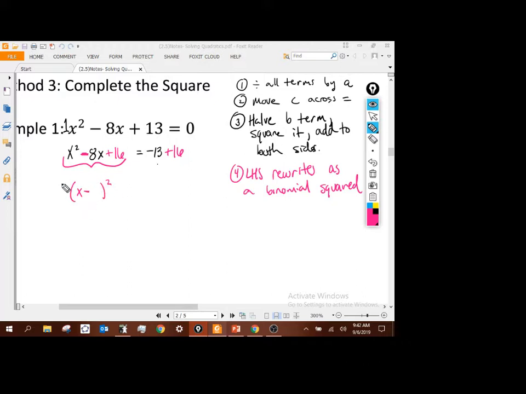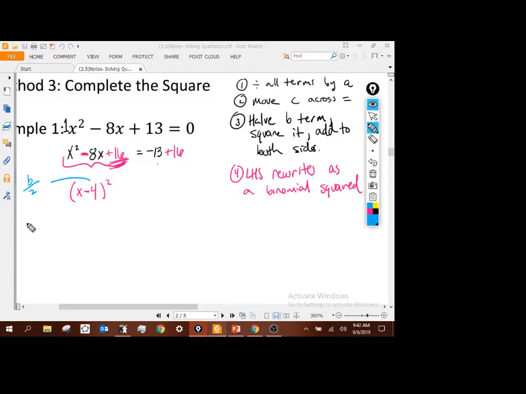Think about foiling this binomial so that your last terms give you 16. What has to go here? It has to be 4, right? That term is always your B over 2. Remember, we're taking B, which was negative 8, and dividing it by 2, which gives me negative 4. And that's what that term always has to be.